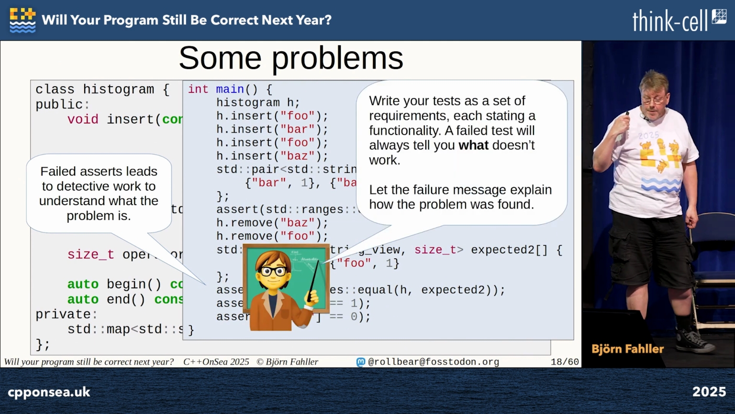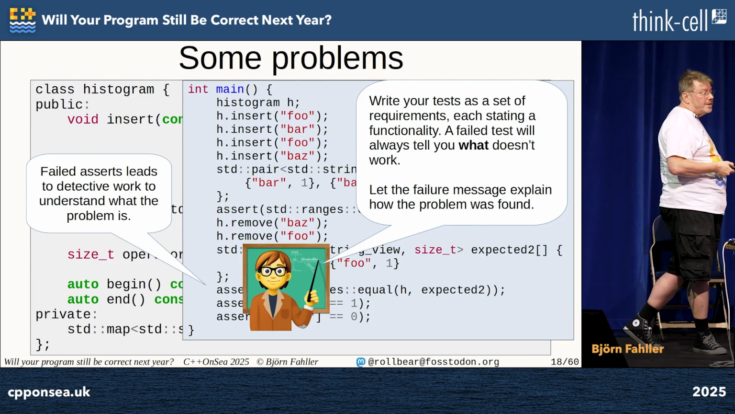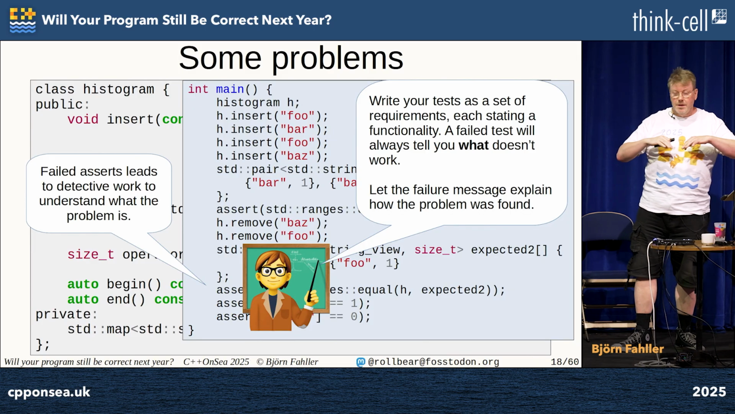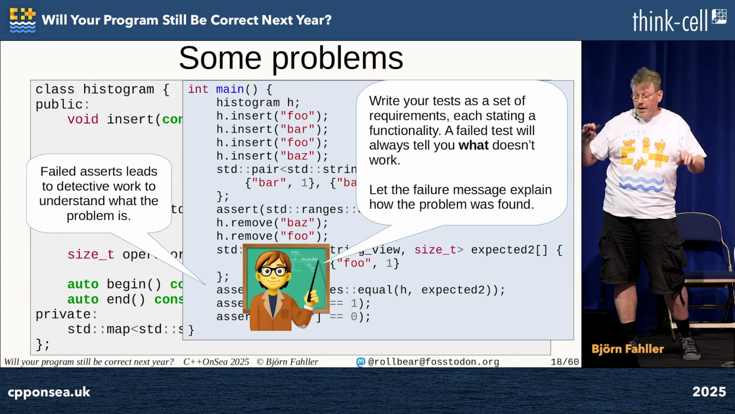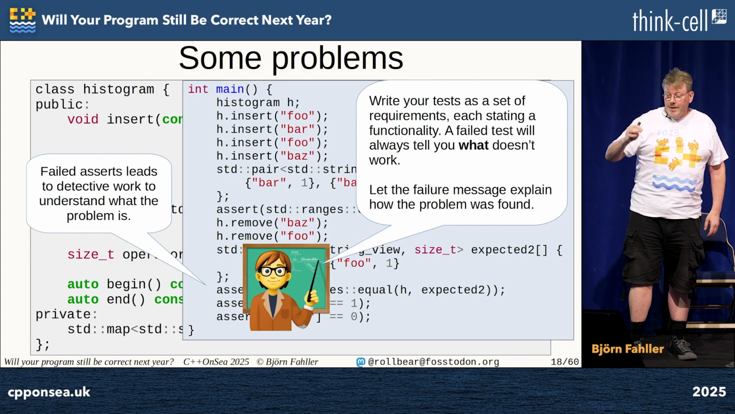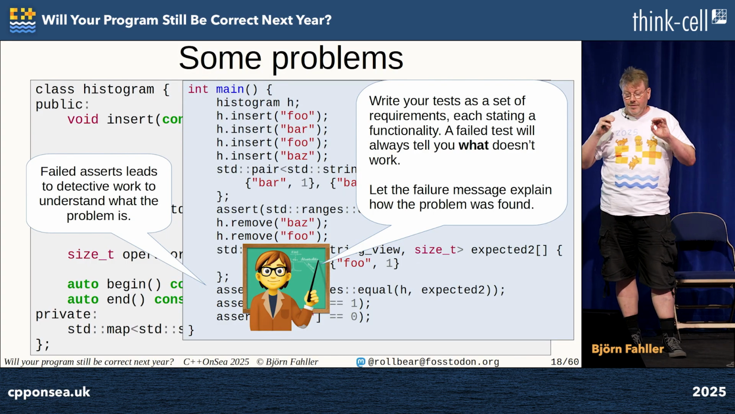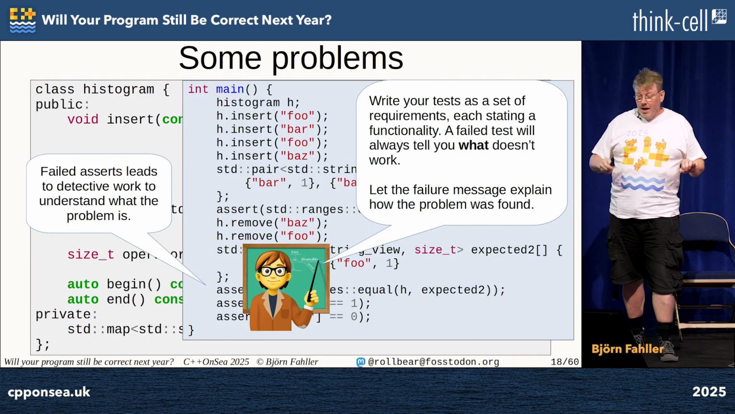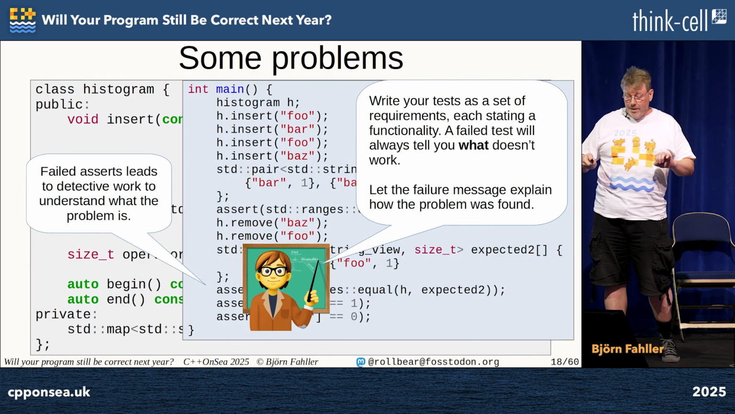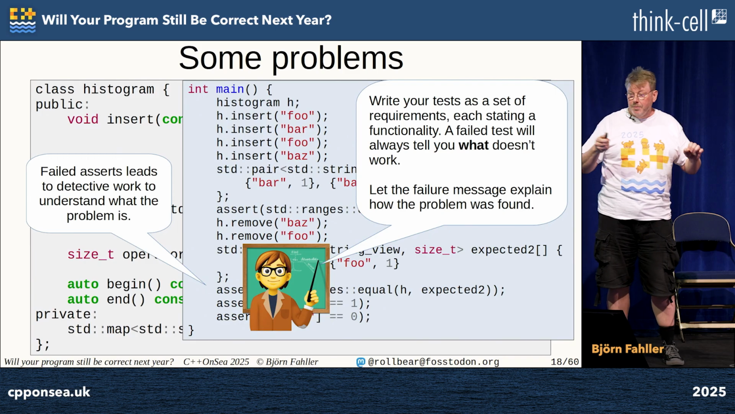So if you instead write your tests as a set of requirements or a set of propositions for functionality, then a failed test will always tell you what doesn't work. It's that thing that you stated. And the failure message will tell you the details about how the problem was found.